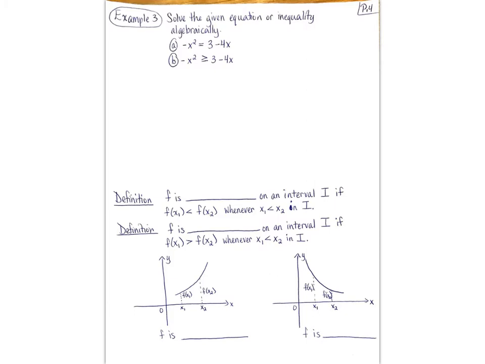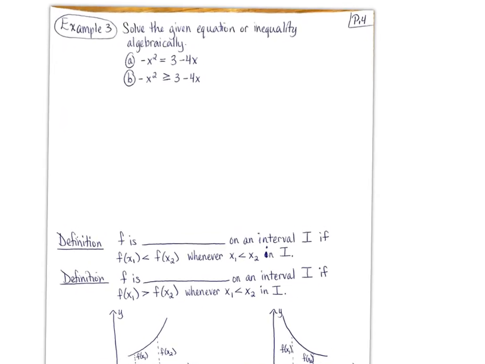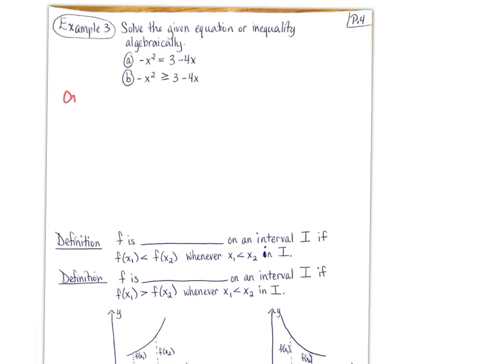Now what we're going to do is solve the given equation or inequality algebraically. So we're going to take the same example that we worked on previously, and solve it algebraically so you can see the other way to approach this problem. So for part A, you can move the negative x squared to the right, and that would give you 0 equals 3 minus 4x plus x squared. Or rearranging our terms, 0 is equal to x squared minus 4x plus 3.